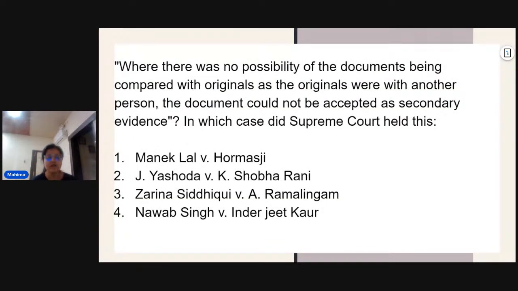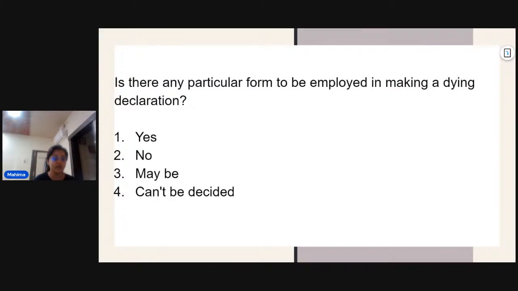Anonymous is right. Where there was no possibility of the documents being compared with the originals, as the originals were with another person, the document could not be accepted as secondary evidence, in which case the Supreme Court held this. Manik Lal versus Hormasji, J. Yashoda versus K. Shobha Rani, Zarina Siddiqui versus A. Ramalingam, Nawab Singh versus Inderjeet Kaur. It is J. Yashoda versus Shobha Rani. Guys, do not attempt these questions other than Pritika and Anonymous. Please do not attempt these questions whenever there is a case law based question and you have no idea about it.